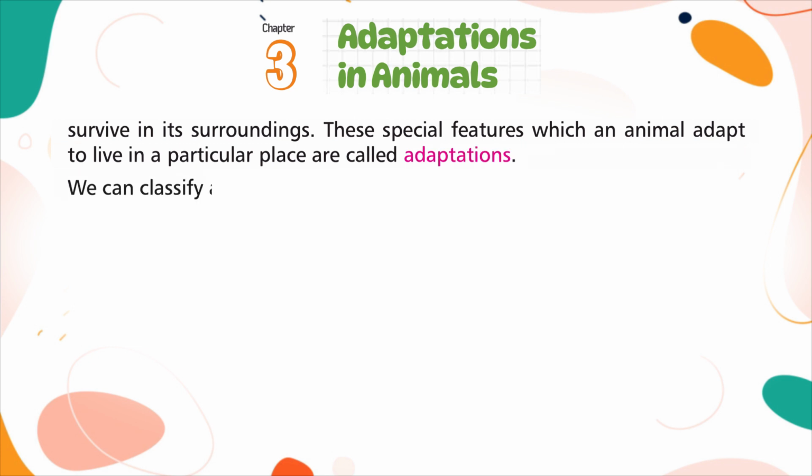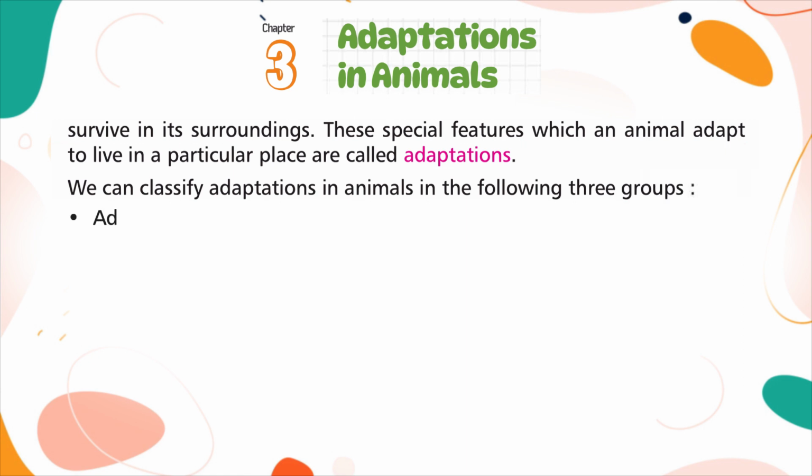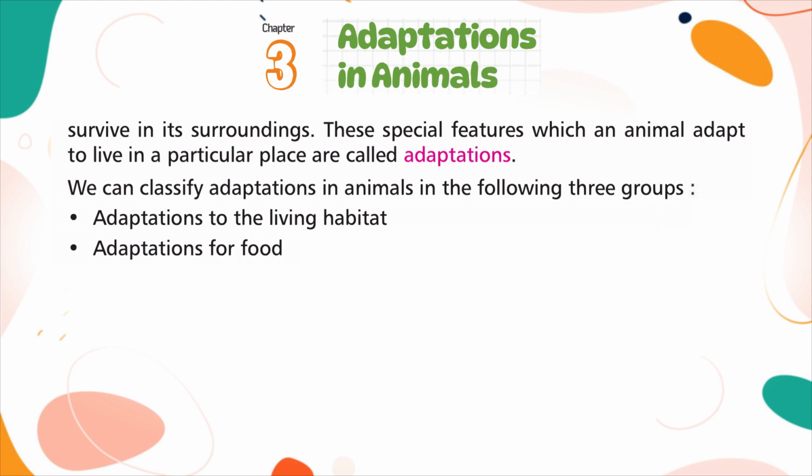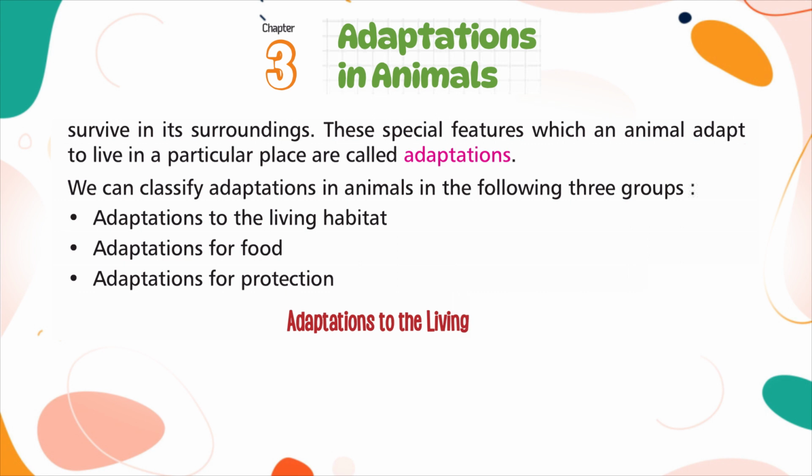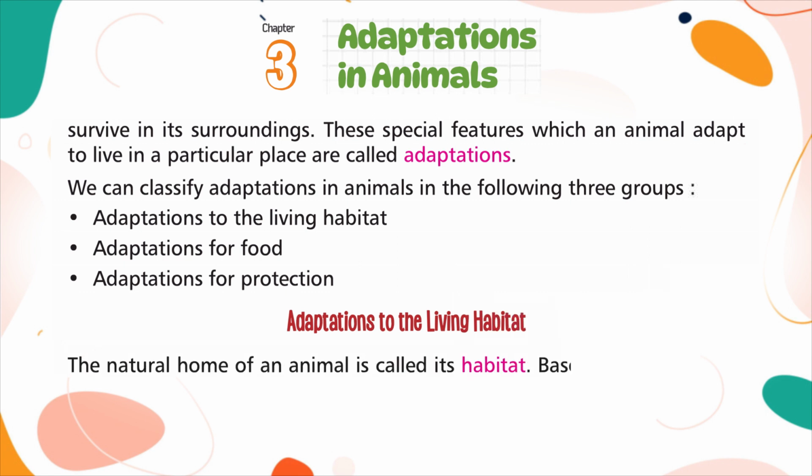We can classify adaptations in animals in the following three groups: adaptations to the living habitat, adaptations for food, adaptations for protection. Adaptations to the living habitat. The natural home of an animal is called its habitat.